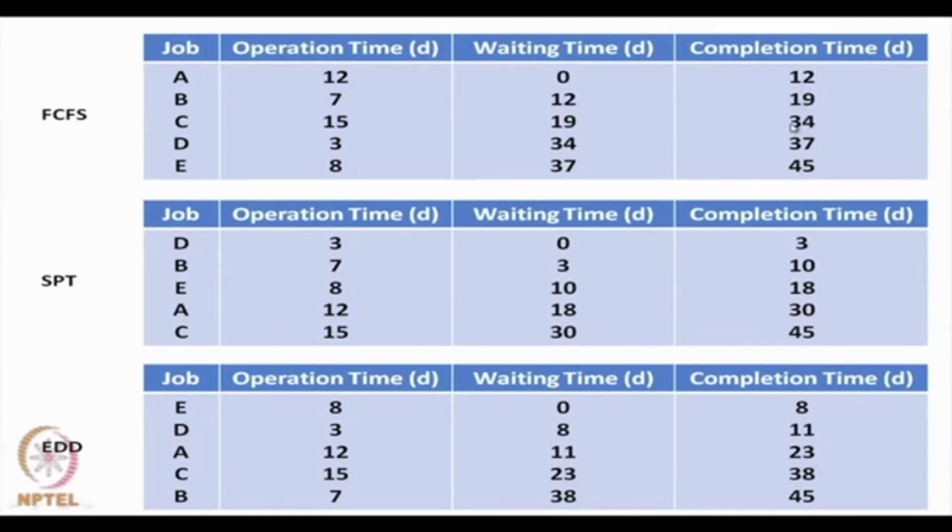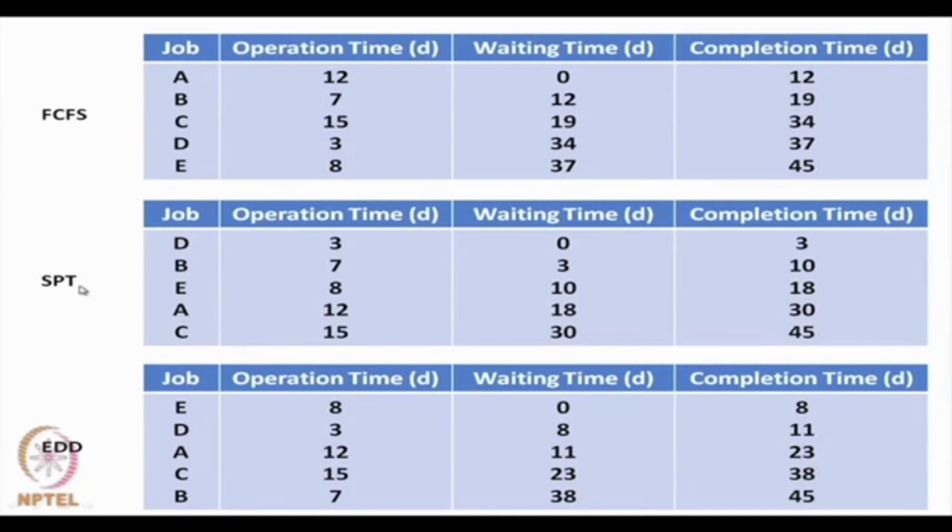So, this 34 becomes the waiting time for job D and it will be completed on the 37th day, because the operation time is 3 days, and job E can start on the 37th day, and because it takes 8 days to complete, the work will be complete on the 45th day. So, we now have found out the waiting time and the completion time.